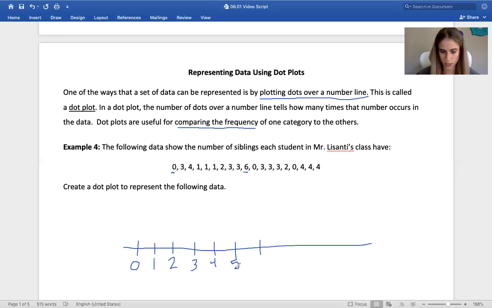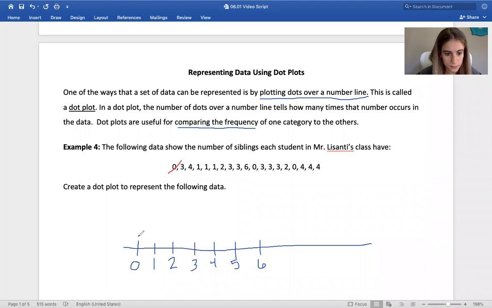So now we are going to place dots. Now it says up here, a dot plot, the number of dots over a number line tells you how many times it occurs. So as I go through my data, I'm going to put dots for the frequency. So I'll change my color. All right, and I'm going to cross them out as I do them. So if you guys are doing this at home, I really encourage you to have some paper next to you or maybe have the memo up on your phone so that way you can cross things out.